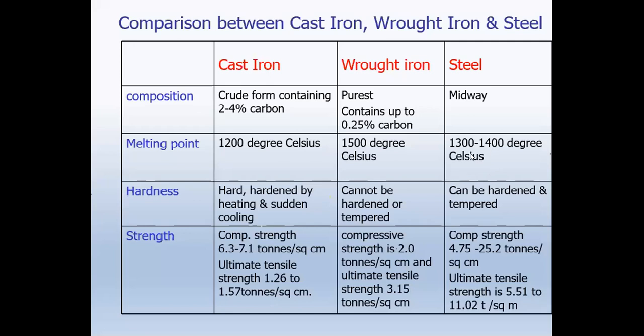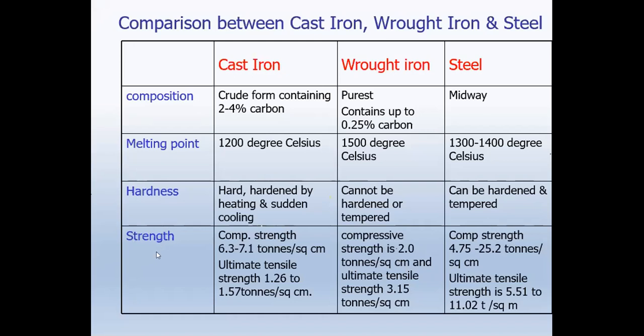and 1400 degrees Celsius. With respect to hardness, you can see here that the higher the carbon content, the more hard the material becomes. The lower carbon content cannot be hardened or tempered. And this one, because it's the midway that contains an average quantity of carbon, can be hardened as well as tempered.